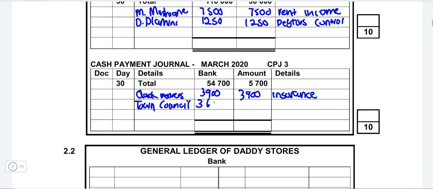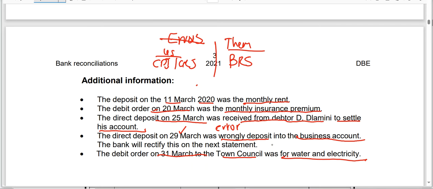Now remember the amount is 3.6, and then also here in the sundry account 3.6, we explained that this is for water and electricity. Okay, and then next, since we have recorded everything that was included in the additional information, what we need to do is check if there are any other things that are outstanding on the bank statement that were not recorded on the BRS. So let's check.